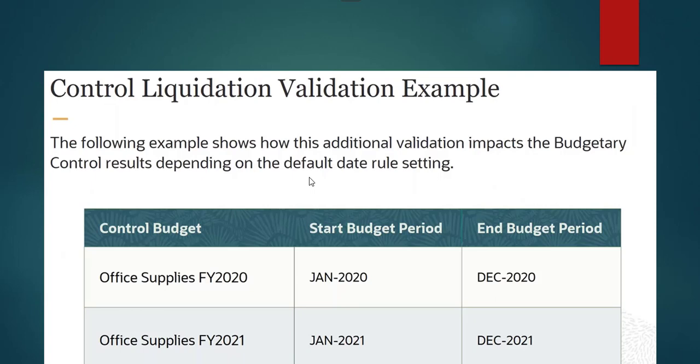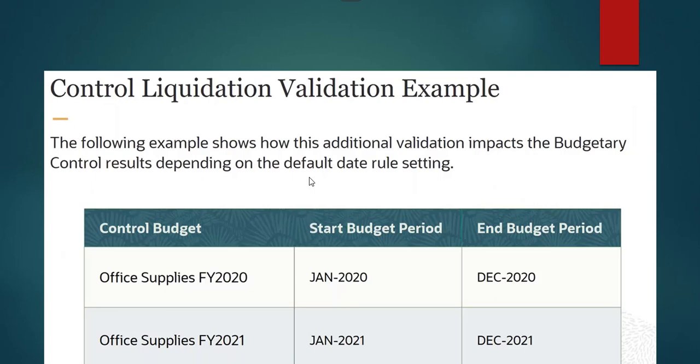Now there is an example here to show you how it impacts the budgetary control results depending on that default date rule setting. So we have got an office supplies budget in 2020 and 2021 running from January to December in both years. The example that we have got here is that I have got a purchase order for office chairs with a budget date of the 24th of December 2020, and it reserves against the office supplies 2020 control budget.